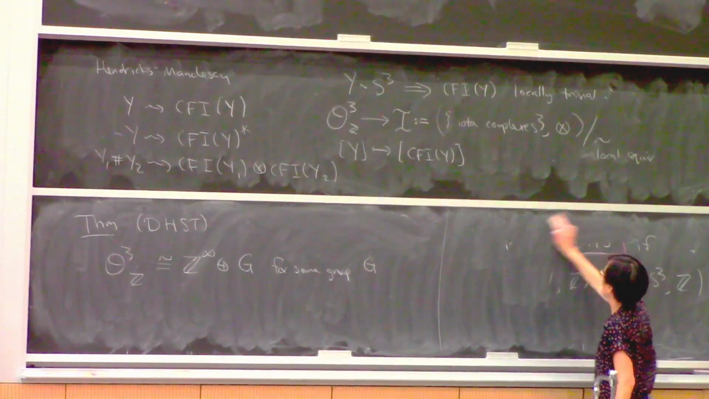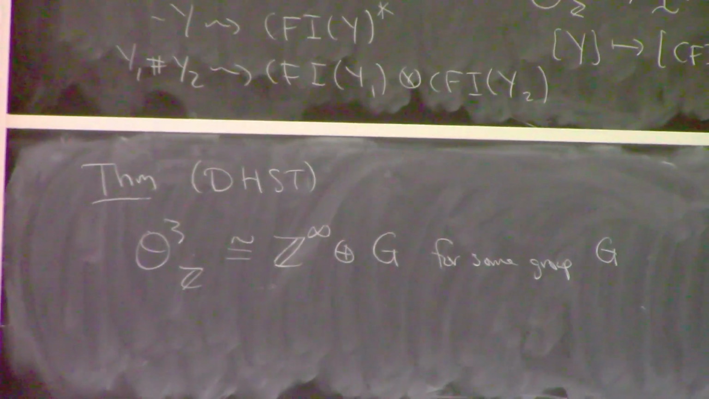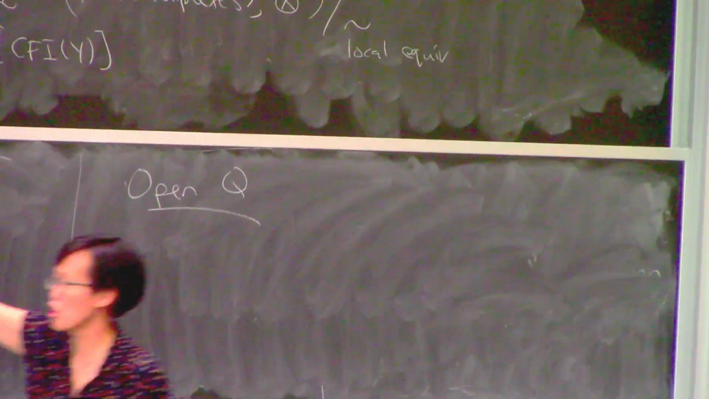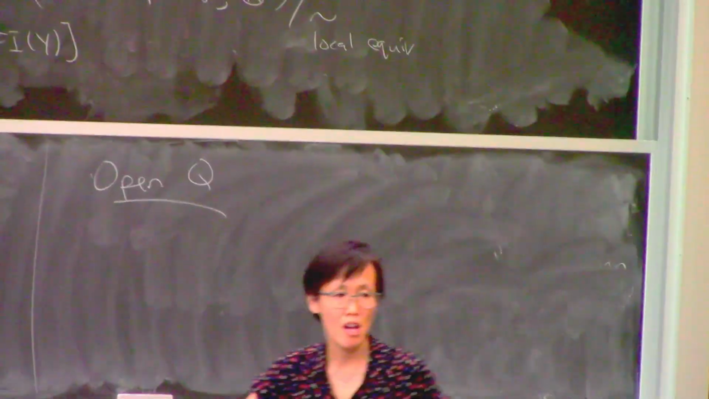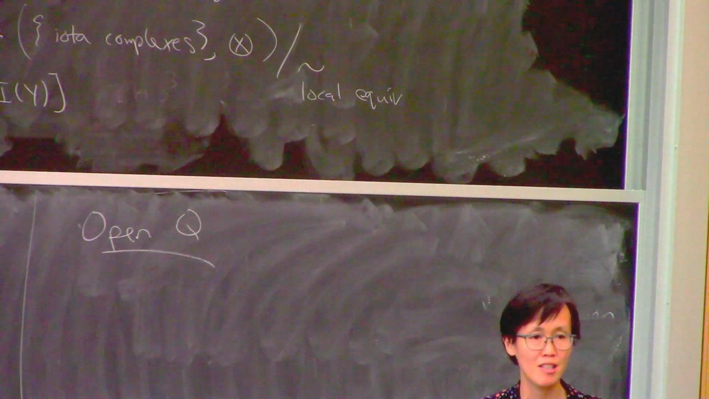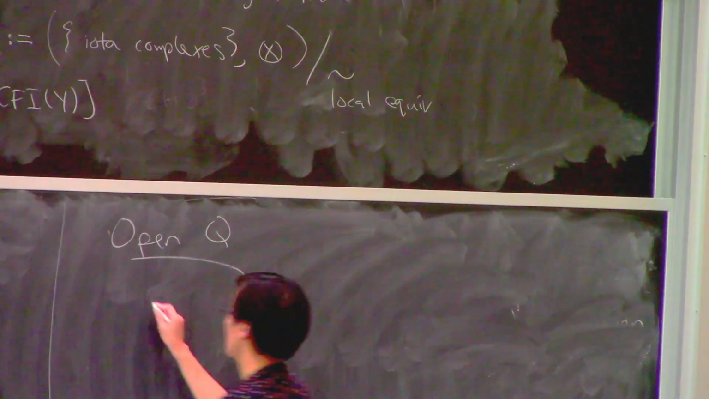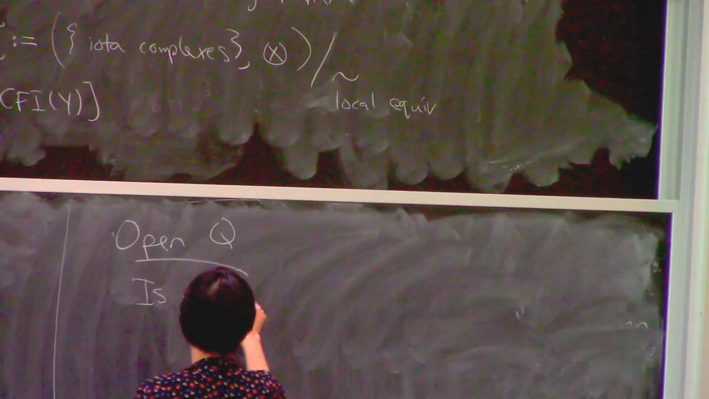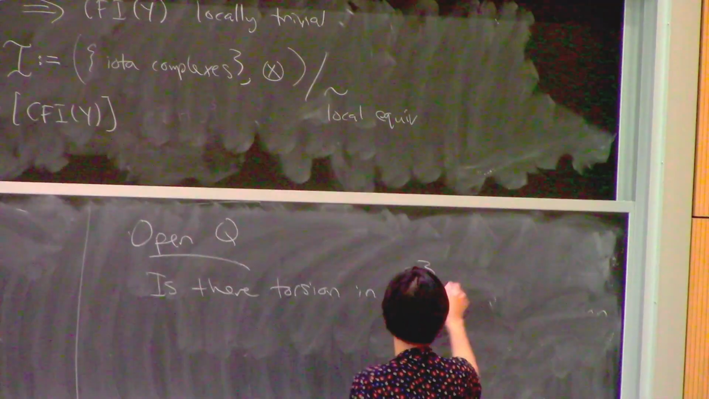And so what I'll leave you with is the following open question. It was known before this result, but it's a corollary of this result, that there are elements of infinite order in the homology cobordism group. And so what's the natural question you might ask about the structure of this group? Yeah, the elements of finite order. And so it's an open question: is there any torsion in the homology cobordism group?